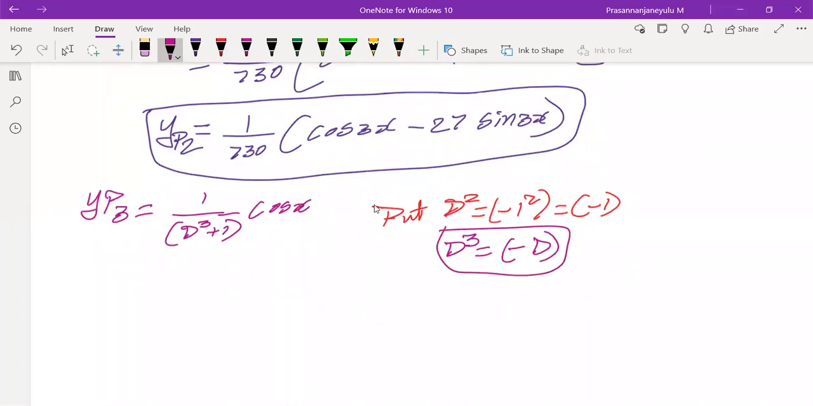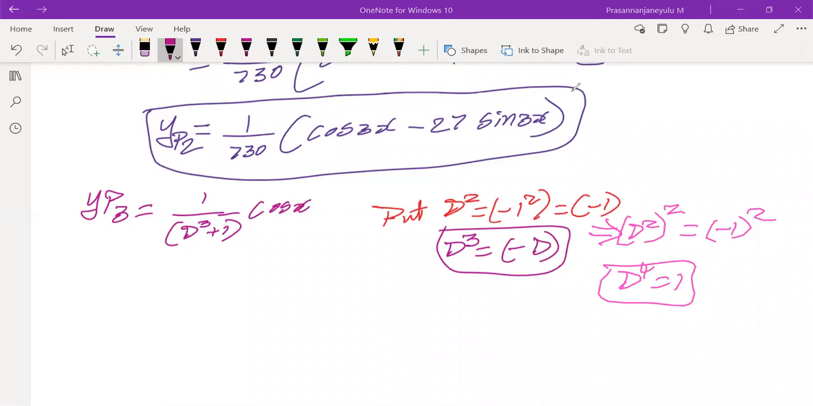If we are having D power 4, then what do we have to do? We have to square on both sides. What is this? D square equals minus 1. So squaring on both sides, what will we get? D square whole square equals minus 1 whole square. Then D power 4 is equals to plus 1. Be careful, students. This is plus 1, not minus 1 again. So please be careful whenever you are having D power 4.